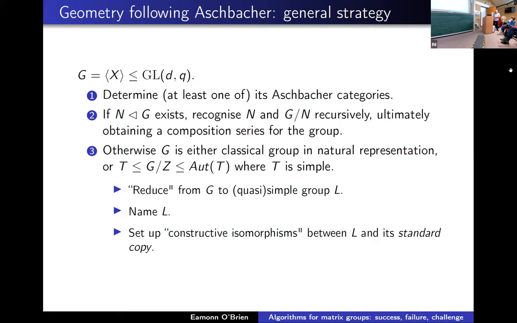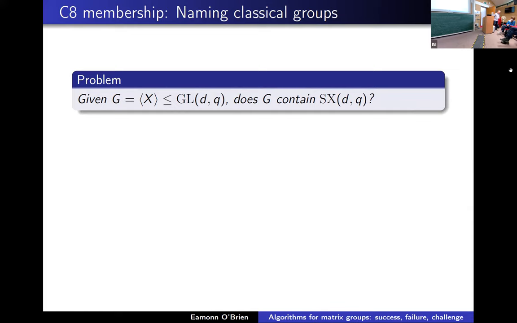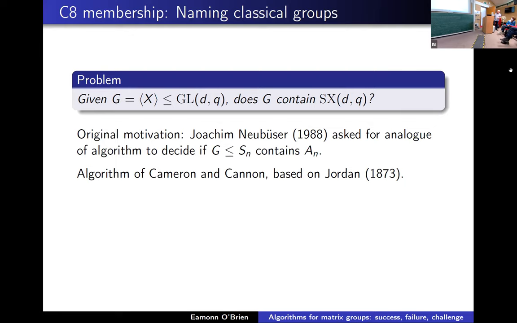Okay, so here's the C8 issue. First of all, naming classical groups. I'm given a bunch of matrices, and I want to know: does it contain SX(d,q)? I'm using SX(d,q) as a synonym for all of the standard classical groups, so it includes the orthogonal groups. The original motivation goes back to a computational group theory meeting in Oberwolfach, where Joachim Neubüser asked for an analog of the algorithm which decides whether a subgroup of S_n contains A_n.